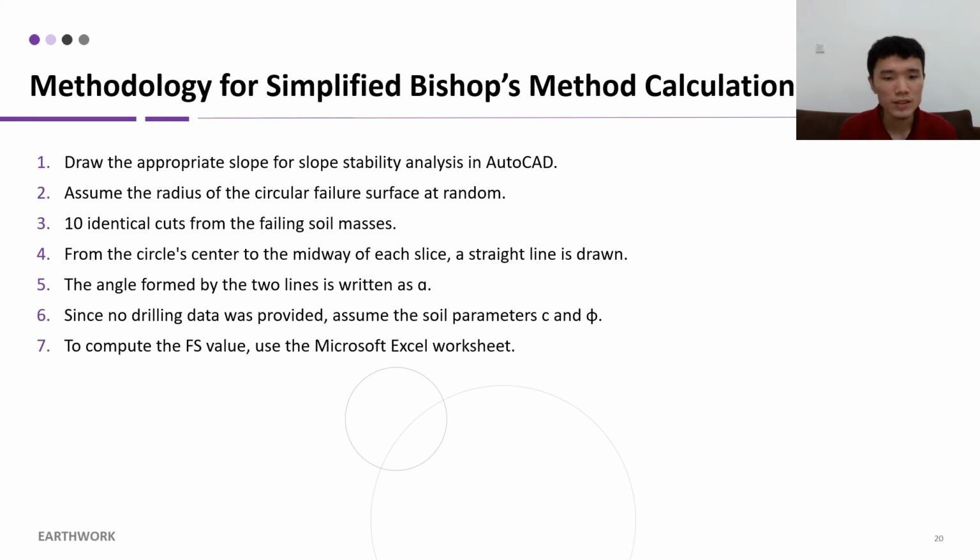Secondly, the radius of the circular failure surface is randomly assumed. Next, make 10 identical slices from the filling soil mass. After that, draw a straight line from the center of the circle to the middle of each slice. Next, the angle formed by the two lines is written as alpha.